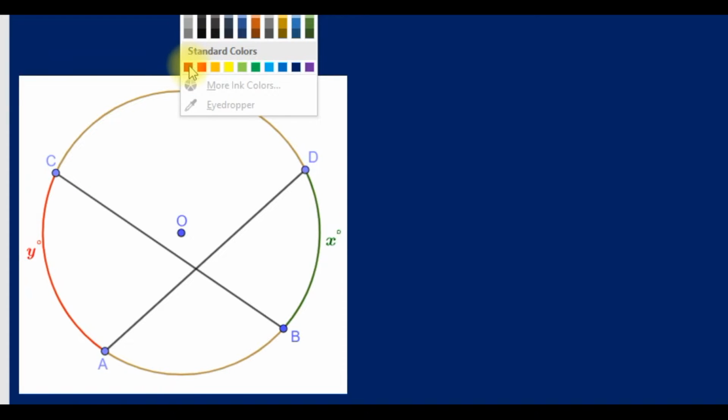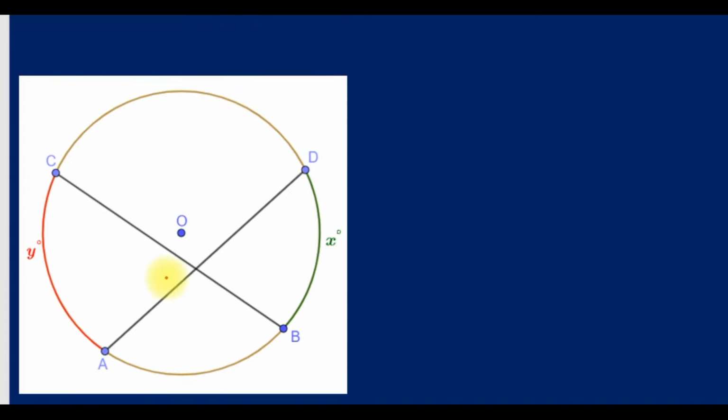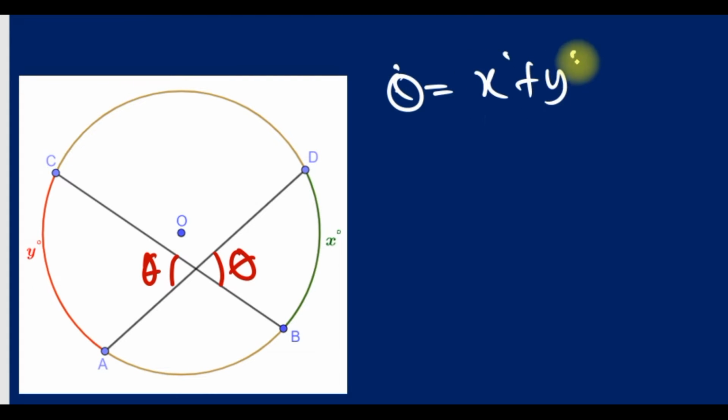We are given this. The angle arc relationship says that if you have two chords that intersect in a circle, the angle made by the two, which is opposite the angle made by the arcs, is just the average. So I'm saying that if theta is x plus y over 2, that's what the angle arc relationship said. And maybe you'll be wondering how come this is like that.